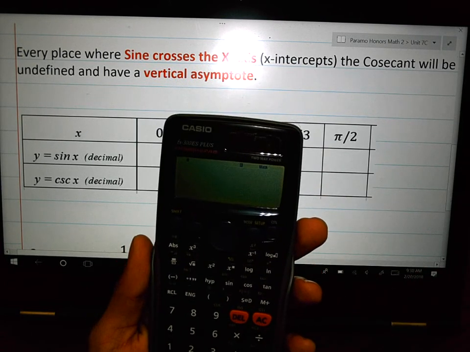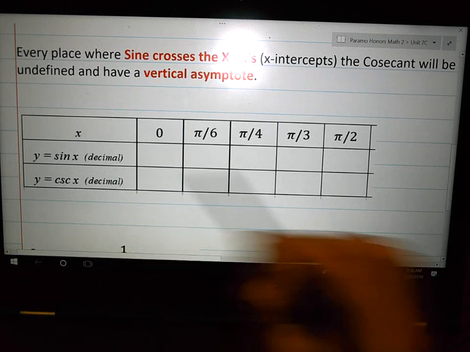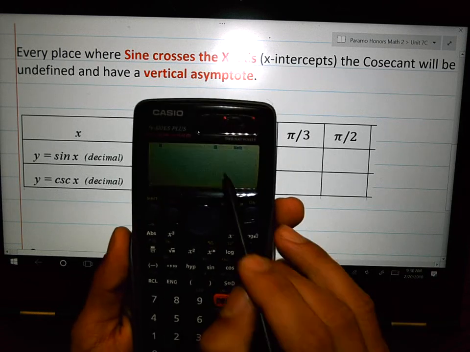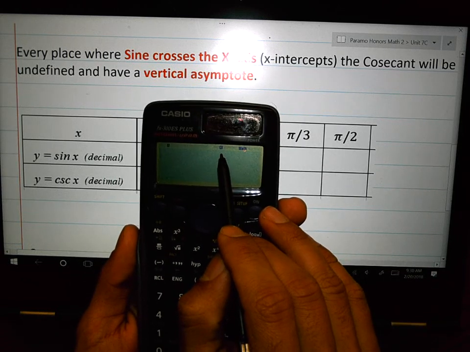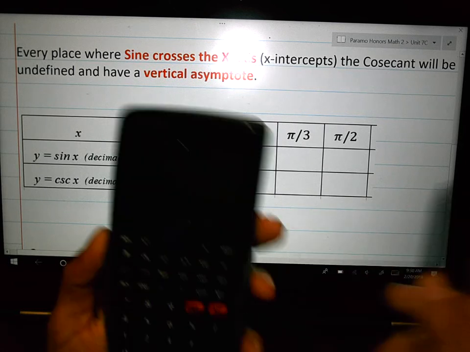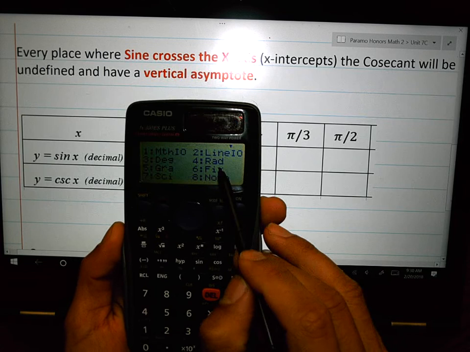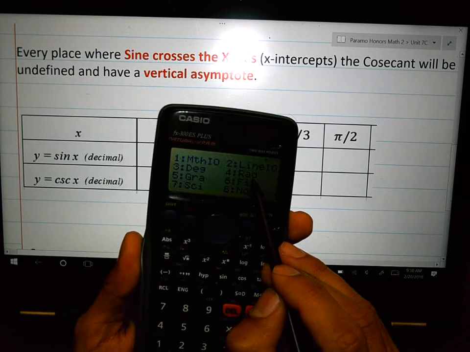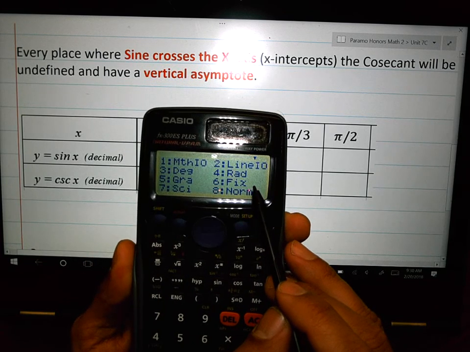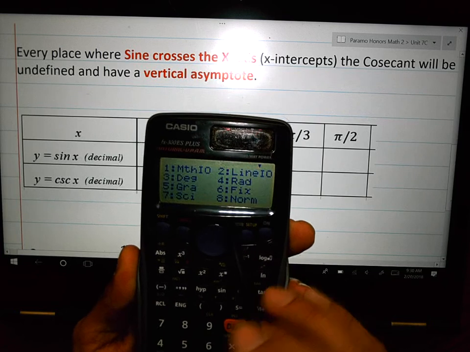So here's what I'm going to do. I'm going to take this and I'm going to put it into my calculator. I'm going to make sure my calculator is in radians because these angles are in radians. If it's not in radians, I press Shift, Setup, and I choose number 4, which says RAD radians. I choose number 4.